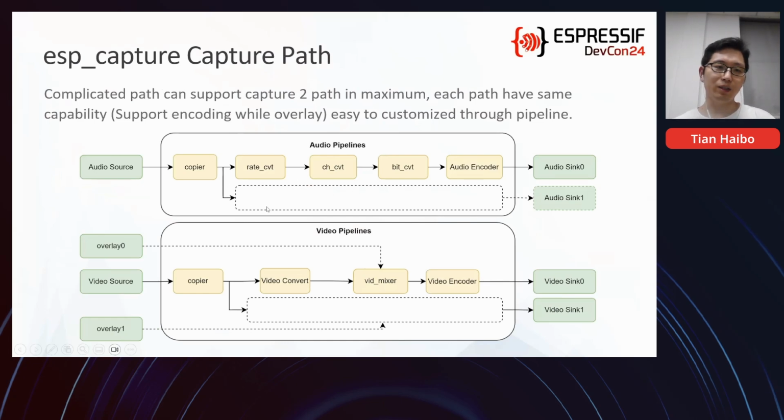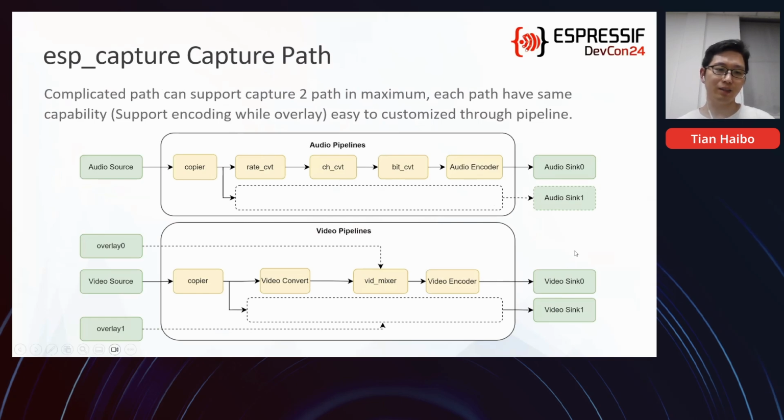In the diagram, we can see that the audio source goes through rate convert to change the sample rate, channel convert to change audio channels, and bit convert to change audio bits. Then it is encoded by an audio encoder and output through the audio sink. This is a typical path. Users can add their customized or the existing audio elements into it, such as audio EQ, AEC, and other modules.